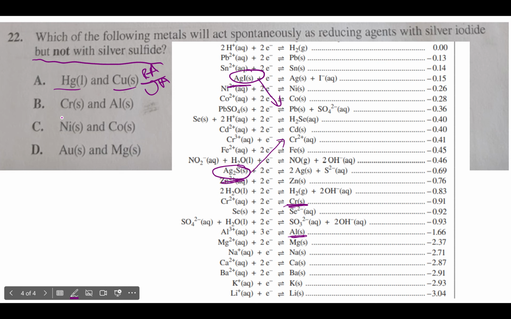And we're looking for something that will not work with silver sulfide. So not that one. C has nickel and cobalt. So nickel and cobalt are here. They definitely will be non-spontaneous with silver iodide. But because they are higher than your OA of silver sulfide, it's not going to work. So that one will be our answer. And we can double check the last one. The last one also has ones that would end up working for both. So that also will not be a choice.